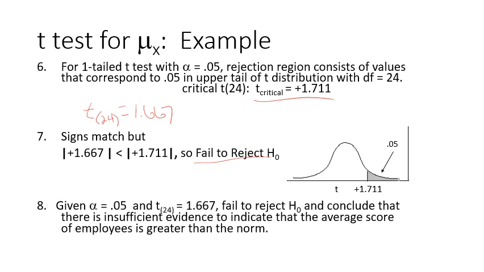Writing it out in a similar way, given an alpha of 0.05 and a t with our degrees of freedom of 24 equals 1.667. Everything after that is the same. We just put that t with our degrees of freedom in there.